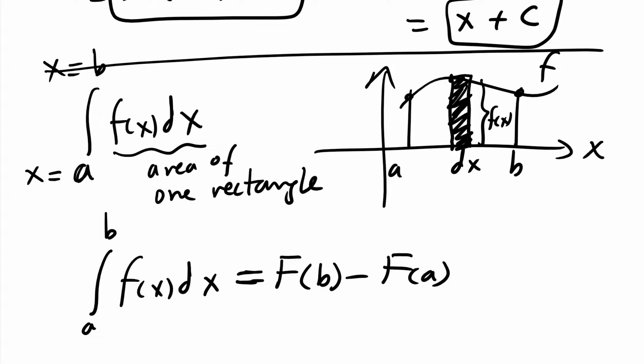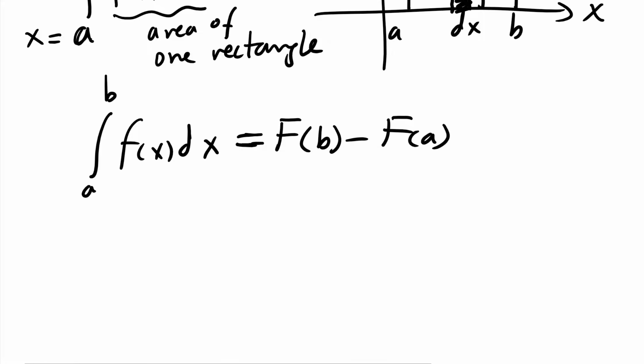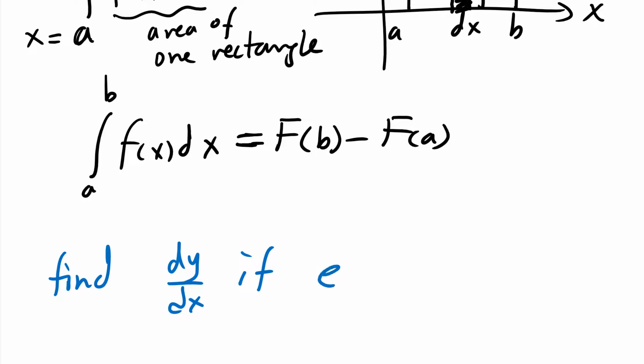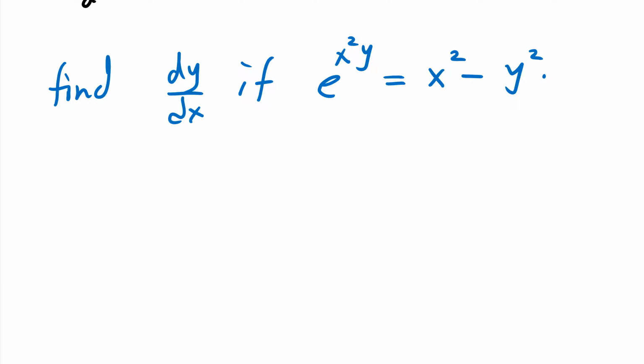Next one. Find dy/dx if e to the x squared y equals x squared minus y squared. So now let's look at this one. How do we find the derivative of this? We're going to use implicit differentiation.